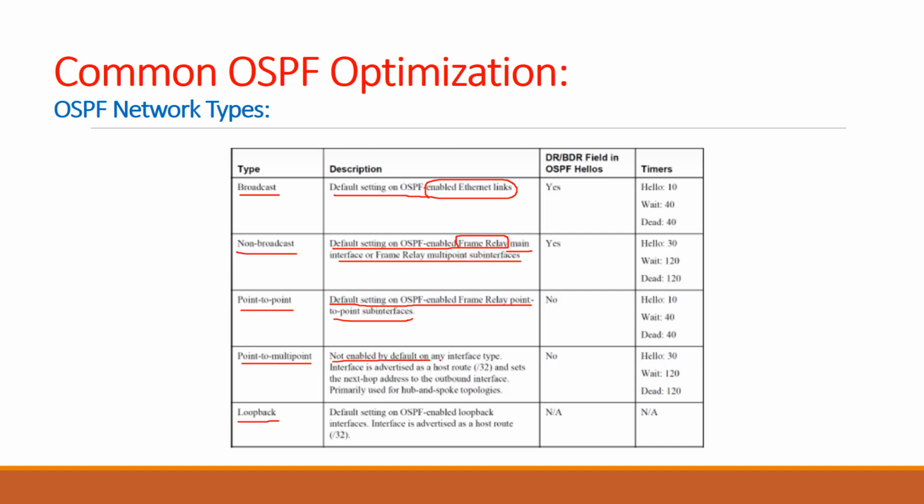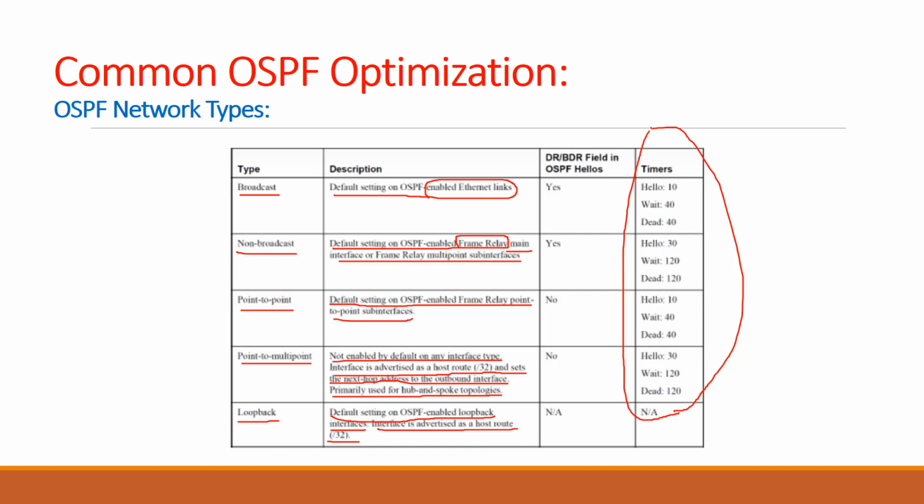Point-to-multipoint is not enabled by default on any interface type. The interface is advertised as a host route /32 and sets the next hop address to the outbound interface. It is primarily used for hub and spoke topologies, for example DMVPN. Loopback network type is the default setting on OSPF enabled loopback interfaces. The interface is advertised as a host route. These are the values of the hello timer, dead interval timer, and wait timer, and whether the OSPF network type requires the DR or BDR.